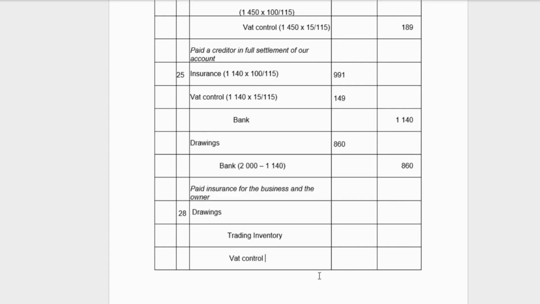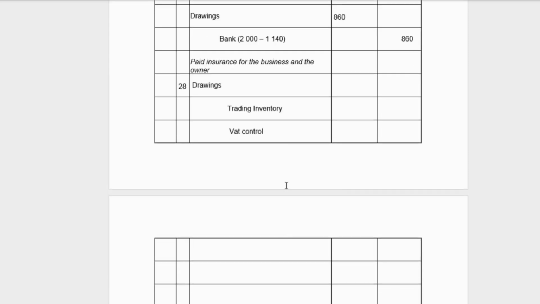VAT control, okay? And then we can narrate after, né? But for now, let's record. So our drawings is going to be equal to what? Our drawings is going to be equal to the whole amount of goods, right? The whole amount of goods.